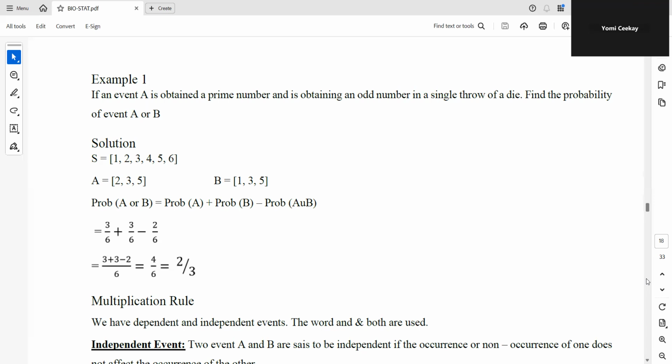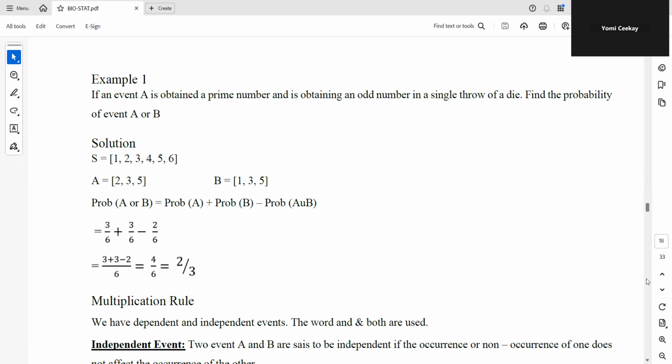2 all over 6. So what's the LCM? 6 divided by 6 is 1. This will give us 3 plus 3 minus 2. So our answer is what? Our answer is 4 over 6, which can be further divided into 2 over 3.